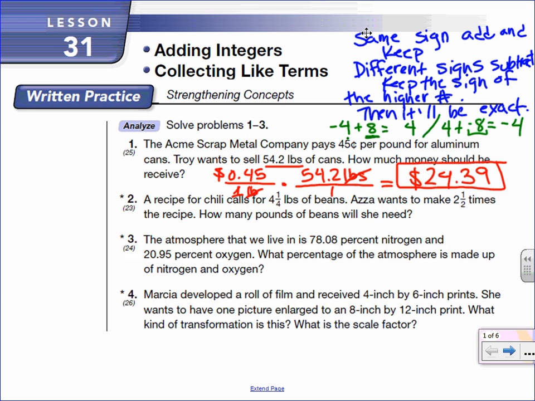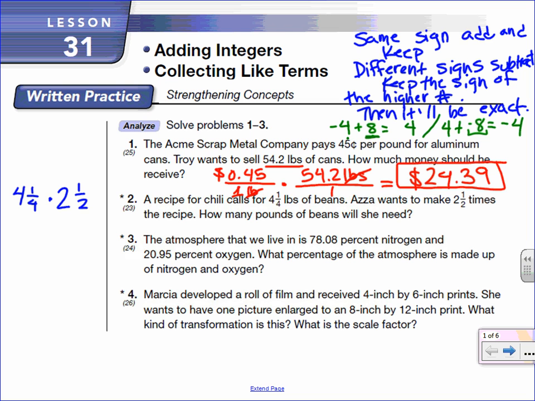The recipe for chili calls for 4 1/4 pounds of beans. Asa wants to make 2.5 times the recipe. How many pounds of beans will she need? So we take 4 1/4, and if she wants to make 2.5 times the recipe, she's going to need 2.5 times the 4 1/4. So if you're going to multiply mixed numbers, you need to first convert them into improper fractions, which means a bigger number on top of a smaller number.